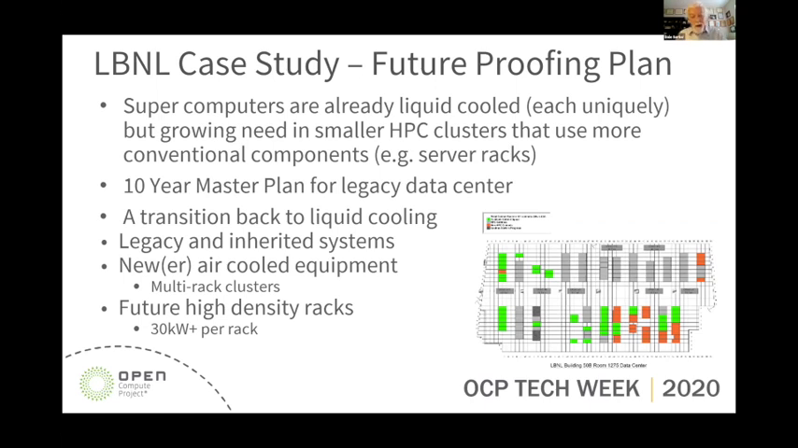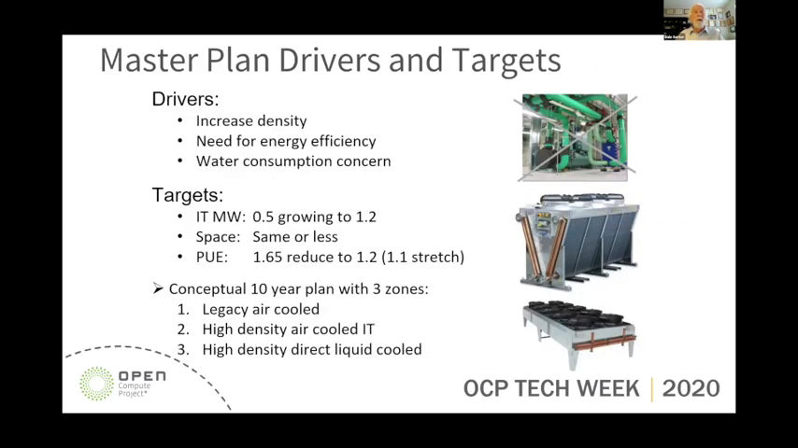So with that in mind, we wanted to have a master plan that was driven by increased density, the need for energy efficiency, and the concern of water consumption as well. Our target was to grow from about a half a megawatt to 1.2. We're restricted on space. It all has to stay in the same space. And the existing PUE of 1.65, our target is to go to 1.2, but a stretch target, if we can, to go to 1.1.